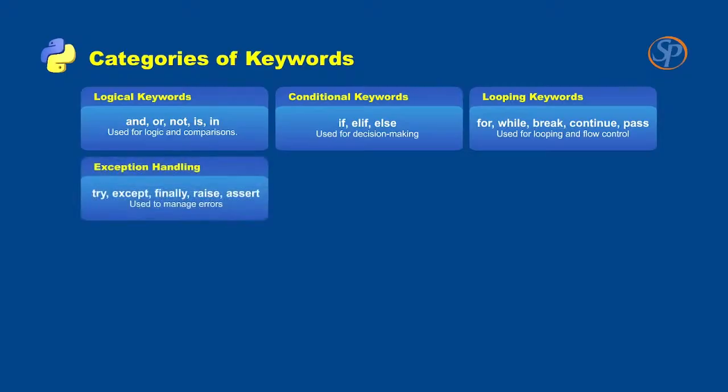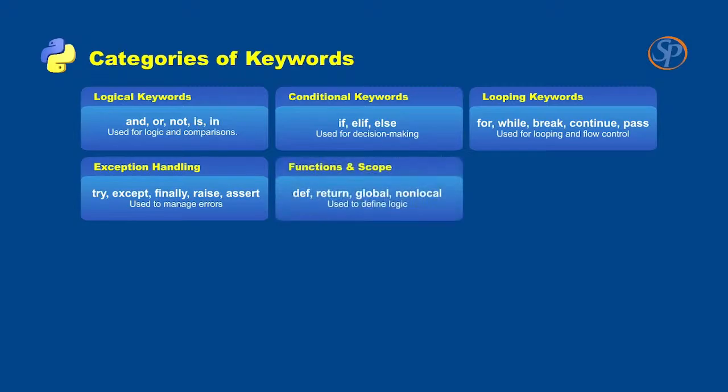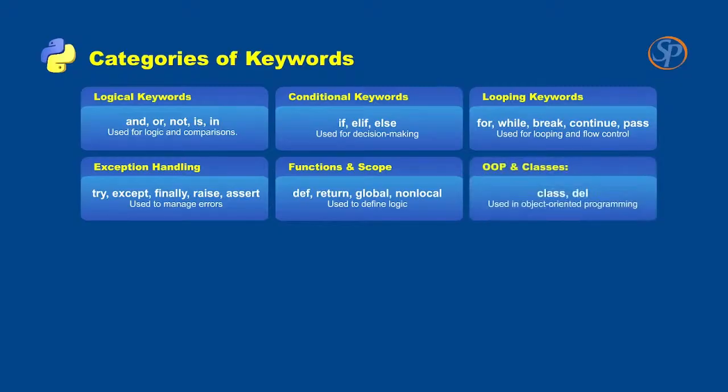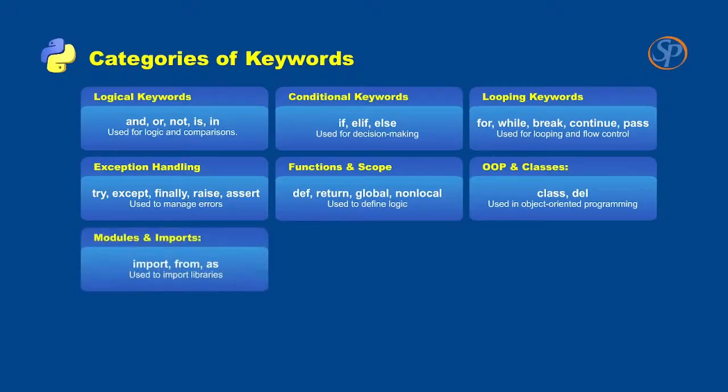Exception handling. These are try, except, finally, raise, assert. These are used to manage your errors. Functions and scope: def, return, global, nonlocal. These are used to define your logic. OOP and classes: class and del. These are used in object-oriented programming.